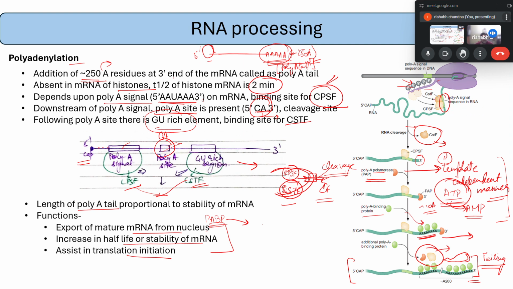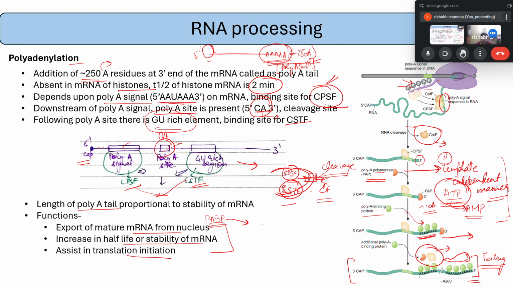Now, this CPSF and CSTF have separate binding sites. The poly A signal, which has the sequence AAUAAA, is bound by the CPSF, and the CSTF has a binding site at the GU-rich element that is downstream of the poly A signal. When these proteins bind, they form a loop, that is, they interact with each other and form a cleavage site, the poly A site, where the polyadenylation also starts.